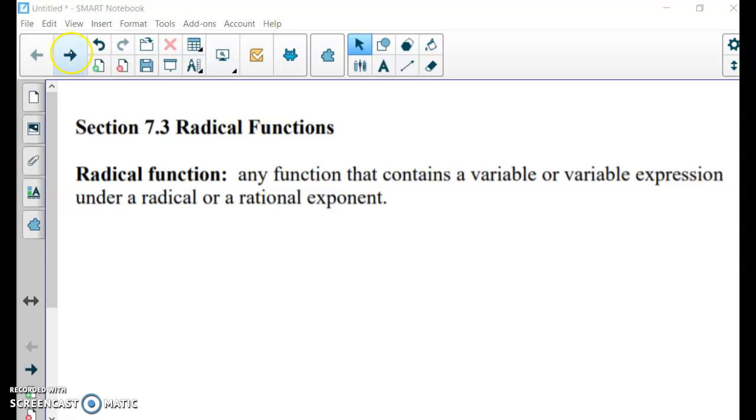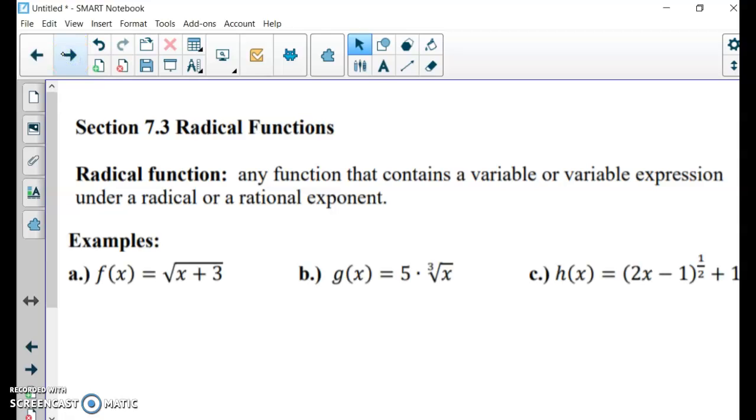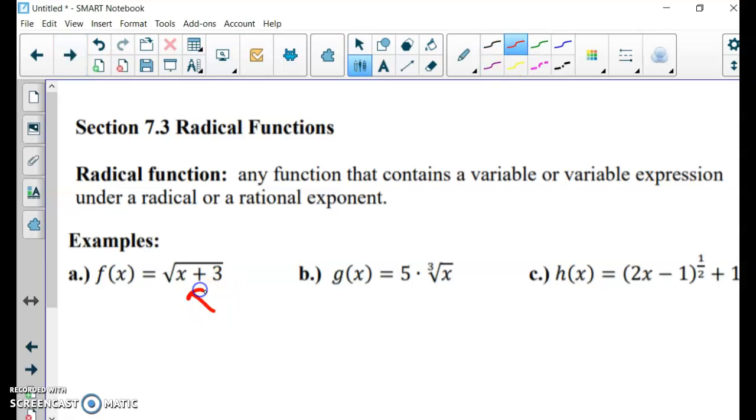So let's take a look at some examples. Alright, these three examples are all radical functions. Notice this first one here is a square root, this one is a cube root, and this one has a rational exponent which is 1/2, which means the square root. So this one would be the square root of 2x minus 1 plus 1 on the outside. So all three of these are examples. Take a moment, hit pause, and copy these three examples down.